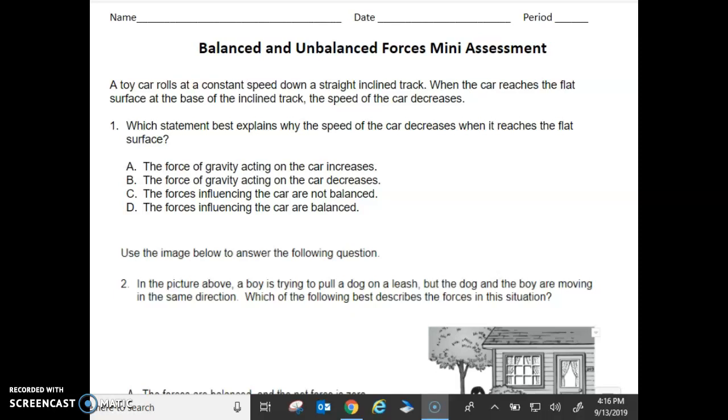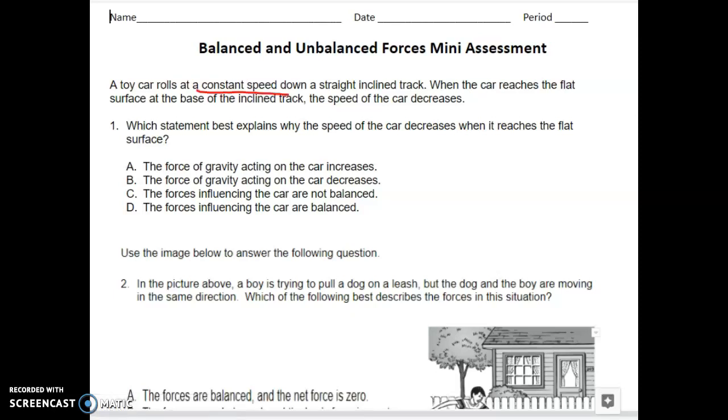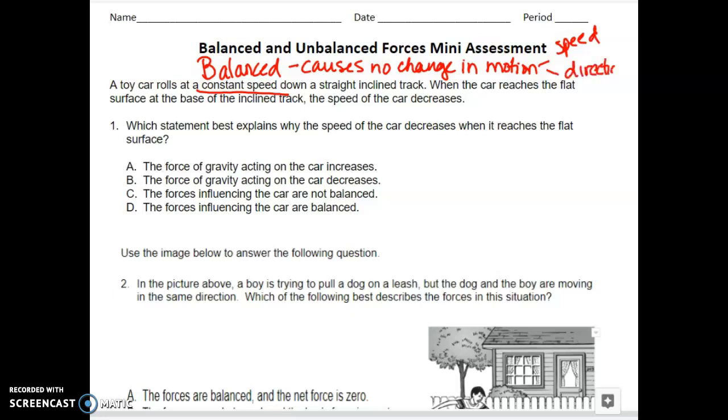Okay, a toy car rolls at a constant speed. So constant speed right there. I know that constant is balanced because I know that balanced causes no change in the motion of an object. And by motion, we mean speed. We also mean direction. So, constant speed down a straight inclined track.